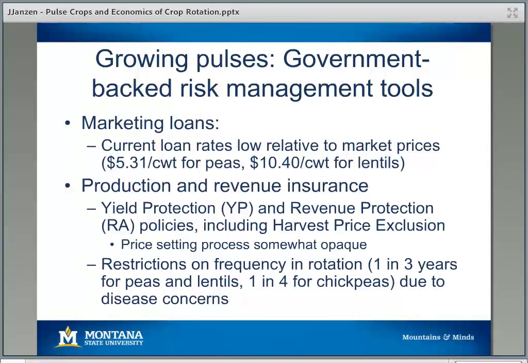So it might be attractive, given incredibly high prices for chickpeas, to grow as many chickpeas as you can. However, your expected yield is going to drop off pretty sharply if you start to include these things in rotation more frequently than is optimal. And you're going to restrict your ability to purchase production and revenue insurance. And given what we've seen with the drought this last year, having some form of production insurance can be very, very beneficial to the grower.